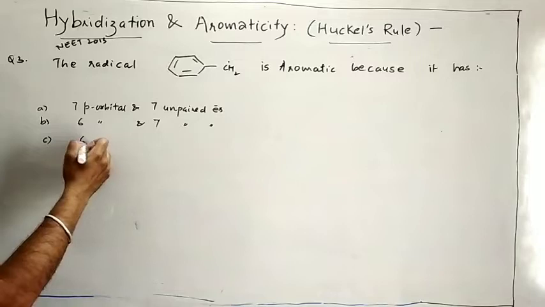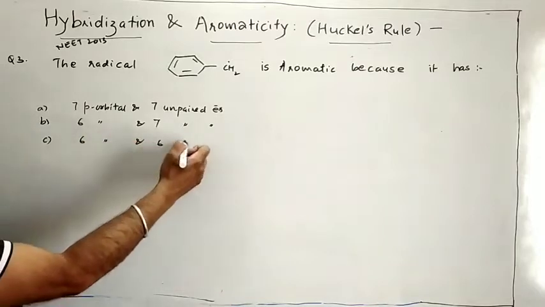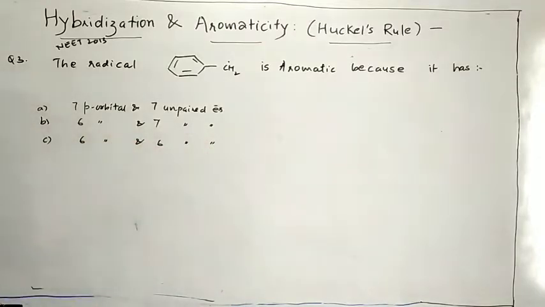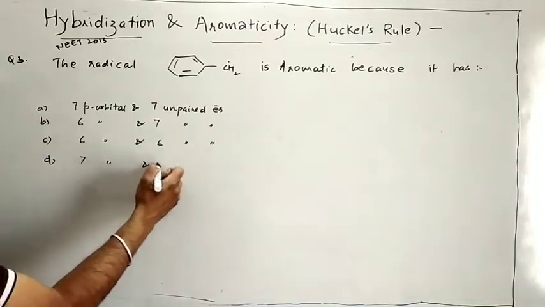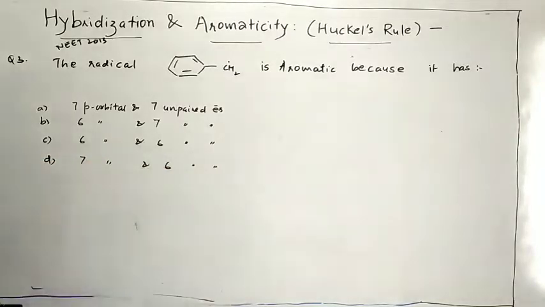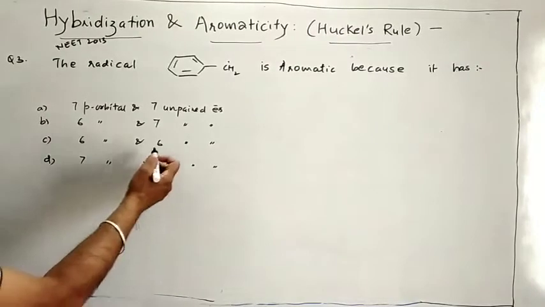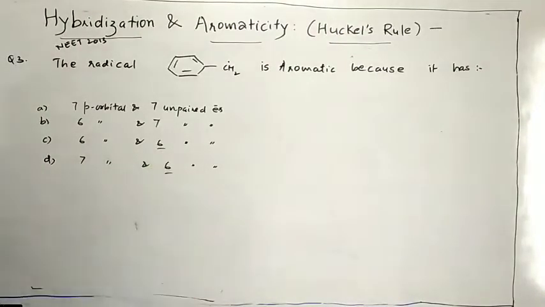Option C, 6p orbital and 6 unpaired electrons. And option D, 7p orbital and 6 unpaired electrons. Now, very simple. Aromaticity is basically due to 6 pi electrons, because it fulfills Huckel's rule. So here we have 6 pi electrons, here we have 6 pi electrons.